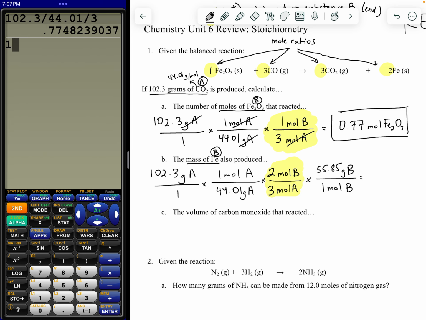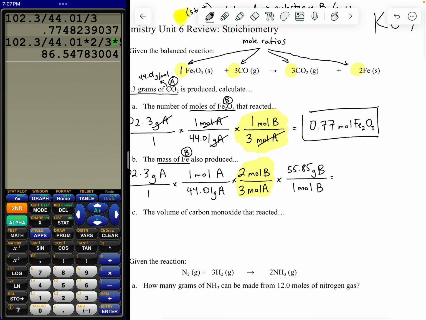And now to solve. So I start off with what I am given. I'm going to divide through, not twice, but I'm going to divide through by my values here, times 2 divided by 3 times 55.85, and we end up with about 86.55 grams of B, or in this case, iron.